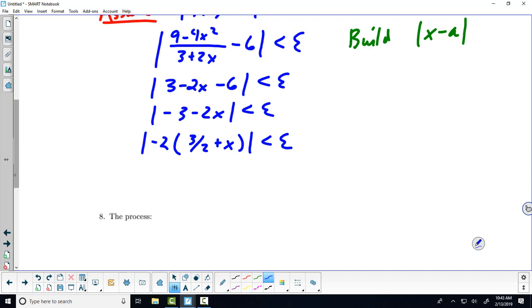I'm now going to pull that negative 2 out of the absolute value. I'm going to do it in 2 steps. This will give me negative 2 absolute value times the absolute value of x plus 3/2. I just did a reordering there. Is less than epsilon.